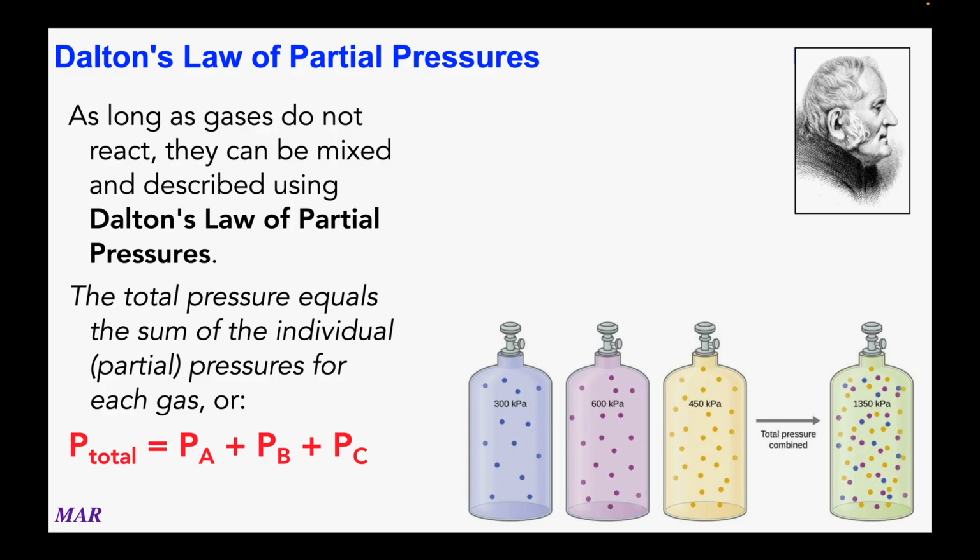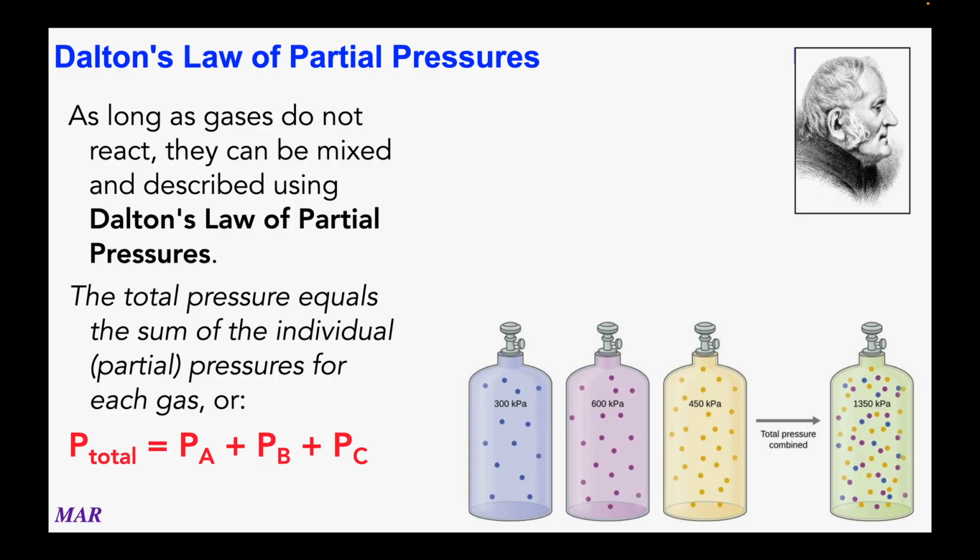The air we breathe is roughly 20% by mass oxygen, roughly 80% by mass nitrogen, and there's also a little water and some argon and stuff like that in there. But anyway, Dalton realized then that the total pressure you experience is the sum of the individual pressures.